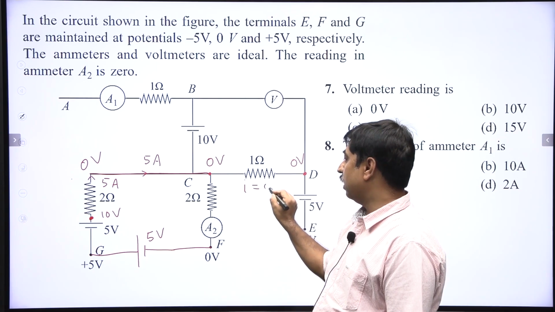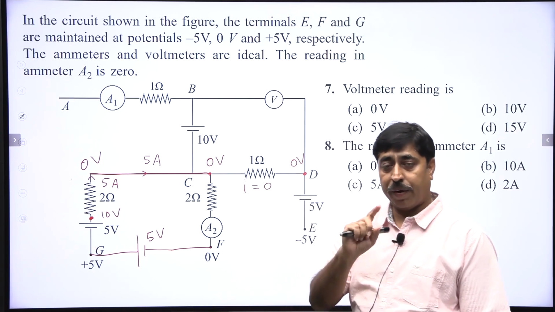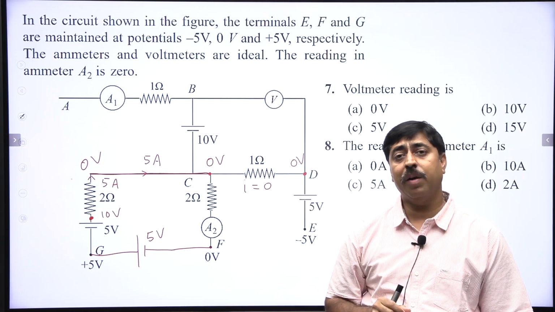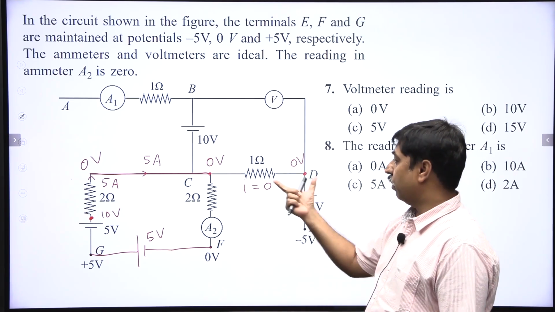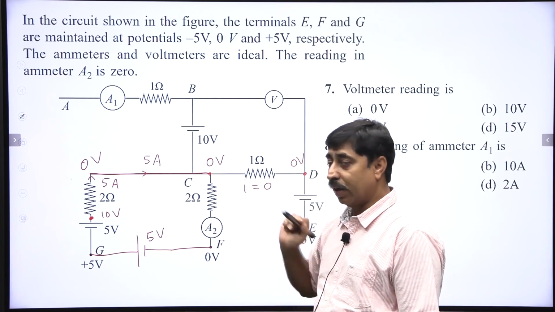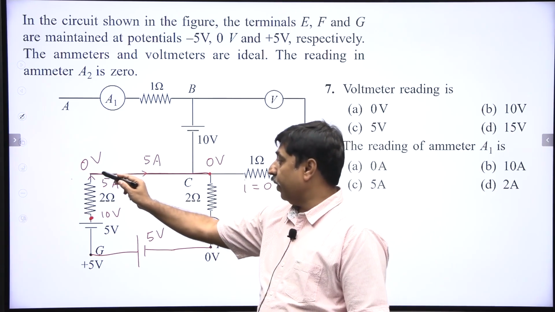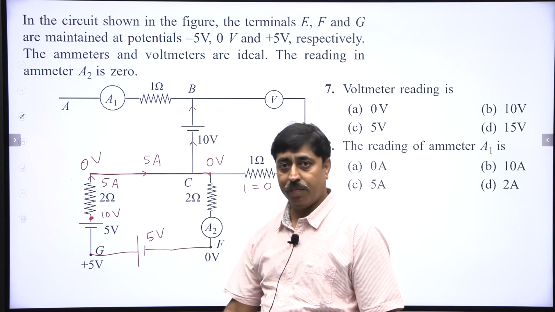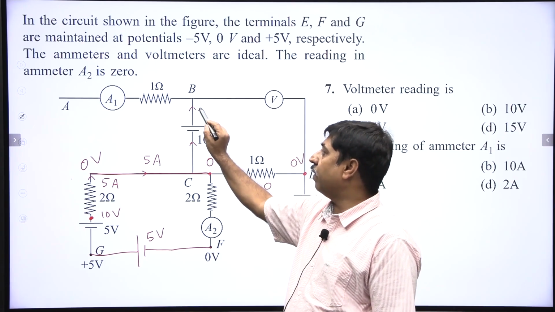The current in this resistance is 0, because there cannot be current across a resistance which does not have any potential difference across it. So, there is no current here, and this is 5 ampere current, there is no current here as well. So, this 5 ampere current must be going like this. So, here the current is 5 ampere.